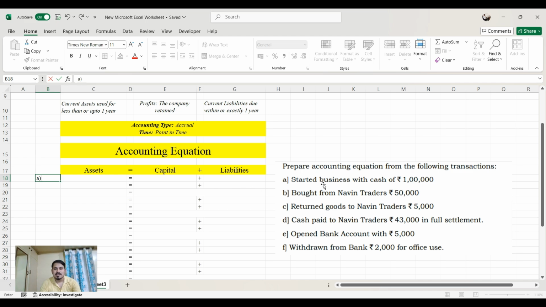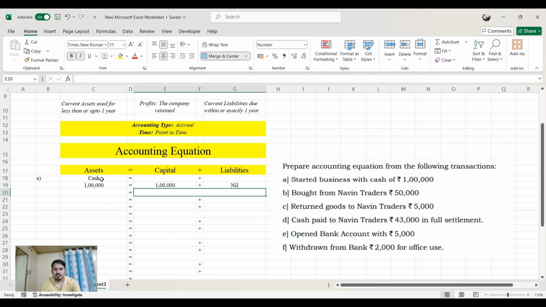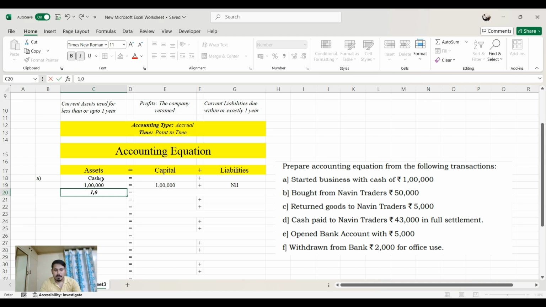The first one is started business with cash. The company is getting the capital in the form of cash. So the cash is here an asset to the business. The cash of rupees 1 lakh will be treated as the capital to the business. Hence, there is no liability, so the liability will be nil. So, by the end of the first equation, the value will be 1 lakh on both sides.